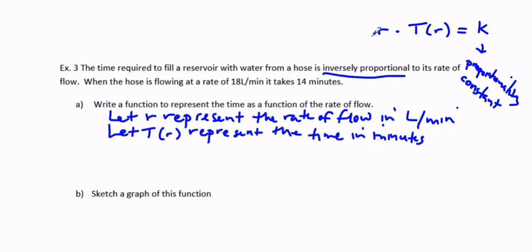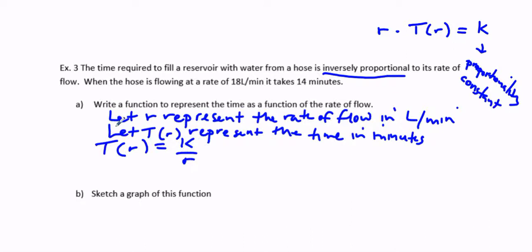This product here is always going to produce the same constant. So if r goes up, it stands that t of r must go down. Or if t of r goes up, r must go down in order to maintain this constant value over here. So if I take that notion and I want to write this as the time is a function of the rate of flow, I'm just going to divide both sides through here by r. So we've got t of r is equal to k over r.